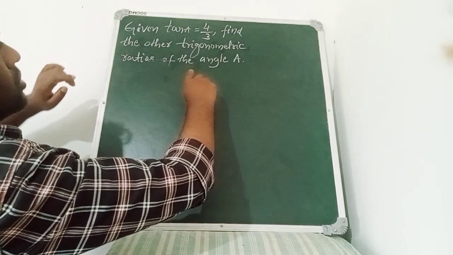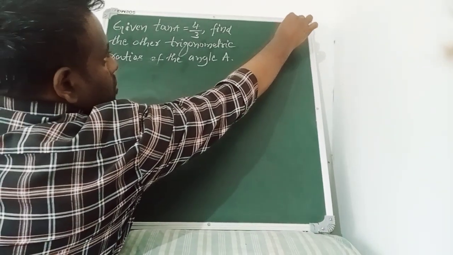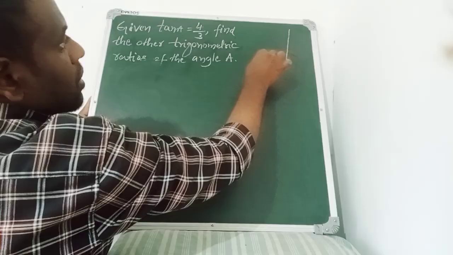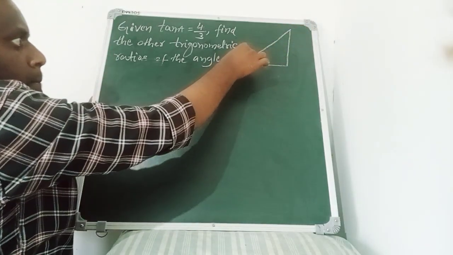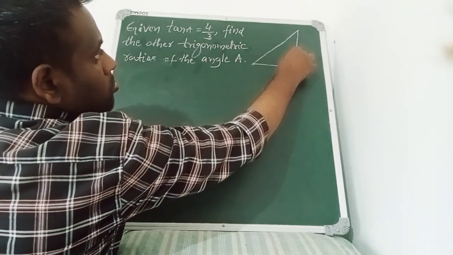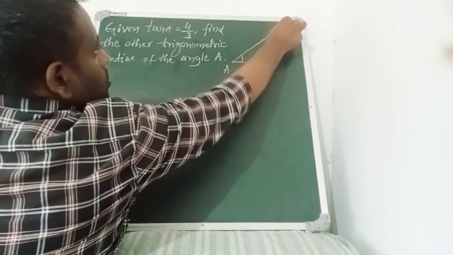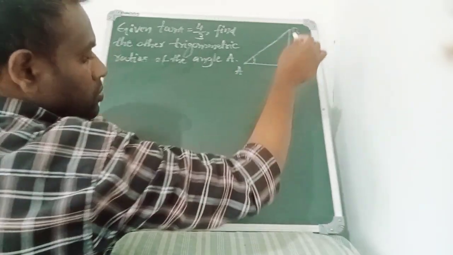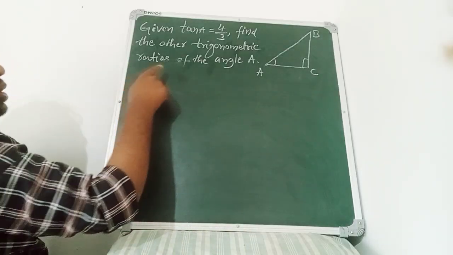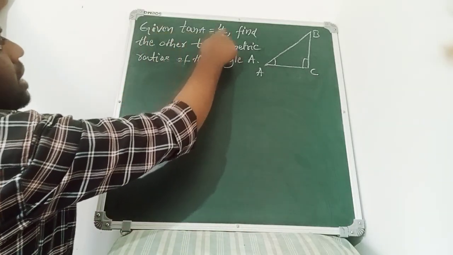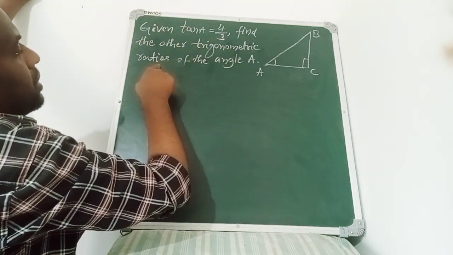Yeah. So this is a question. There is a diagram. I will draw here. Okay. So the figure is given. The question says given tan A is equal to 4 by 3. This is given. Find other trigonometric ratios.